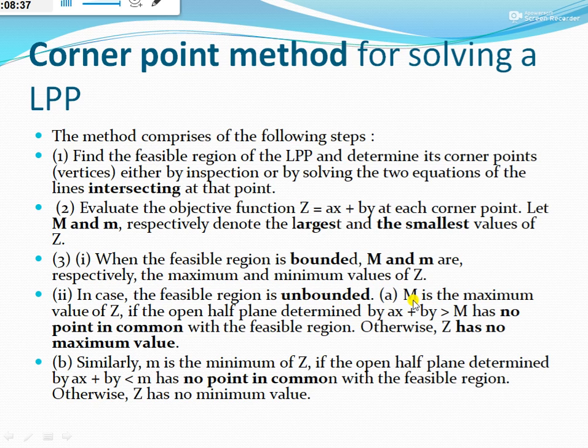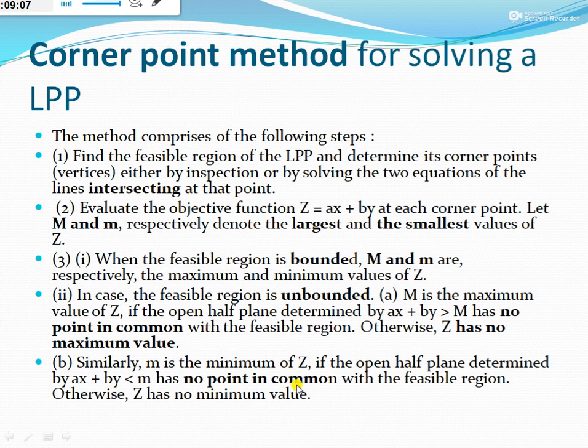and capital M is the maximum value of Z, if the open half plane determined by AX plus BY greater than M has no point in common, यानी कि AX plus BY greater than M में कोई भी point common नहीं है with the feasible region, then M is the maximum value. If there is any common point, then Z has no maximum value.